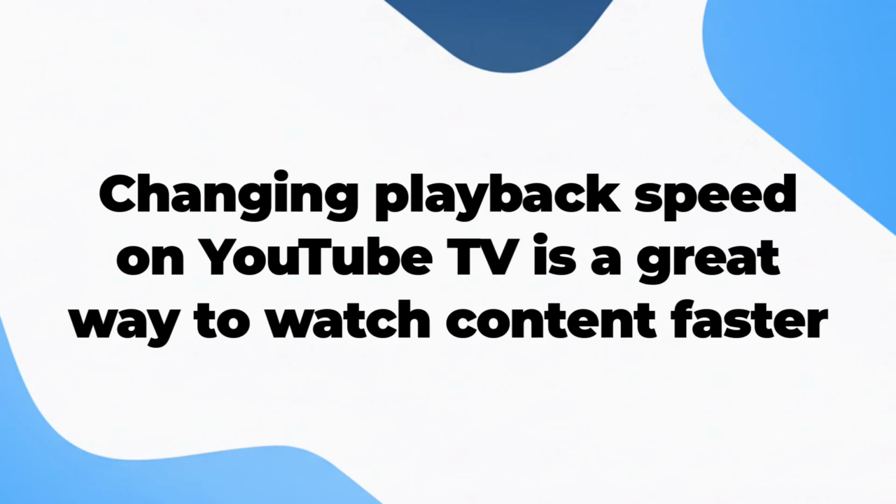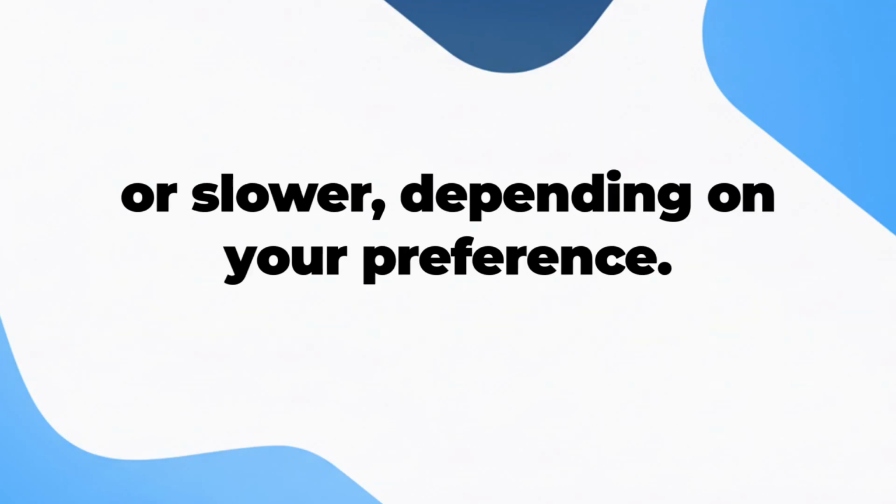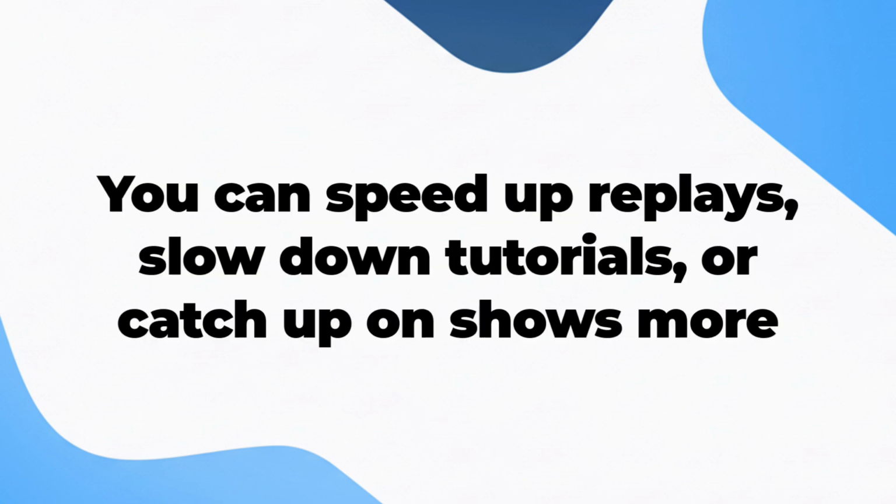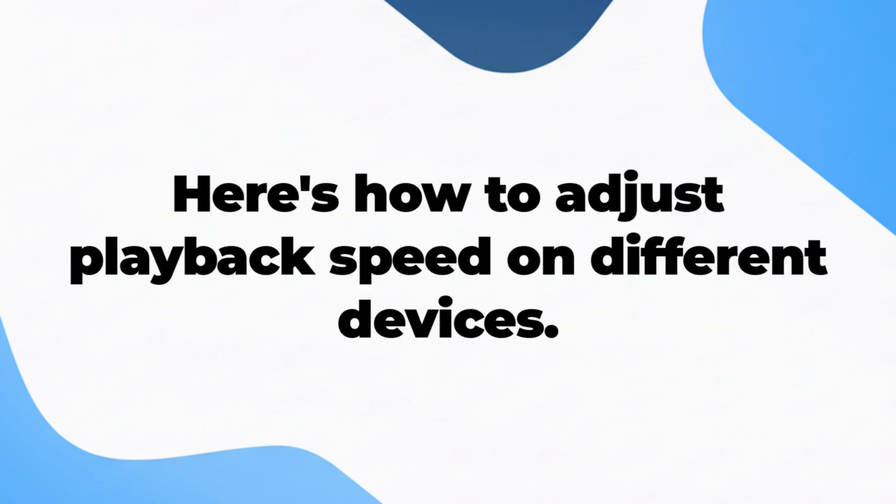Changing playback speed on YouTube TV is a great way to watch content faster or slower, depending on your preference. You can speed up replays, slow down tutorials, or catch up on shows more efficiently. Here's how to adjust playback speed on different devices.